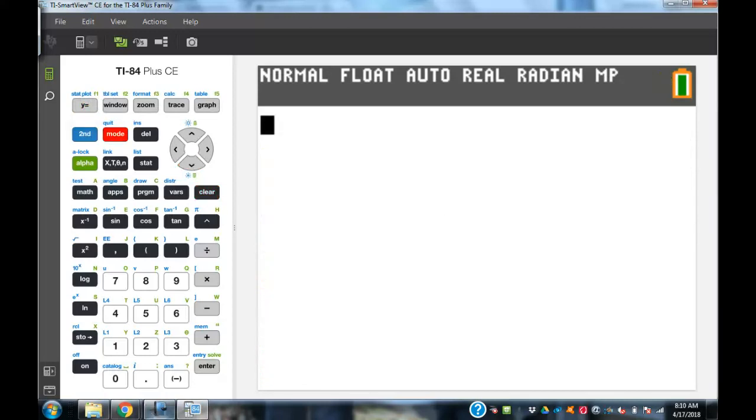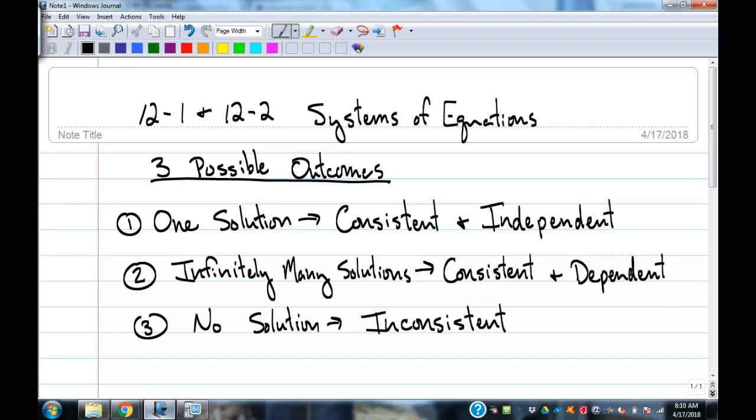All right. Let's start with the three possible outcomes for any system of equations, no matter how large or how many variables. For any linear system of equations, there are three possibilities. The best case scenario is that there's one solution. That's the most common scenario in a math class, that there's exactly one solution. If it's a two-variable system, there's one ordered pair. If it's a three-variable system, there's one ordered triple.